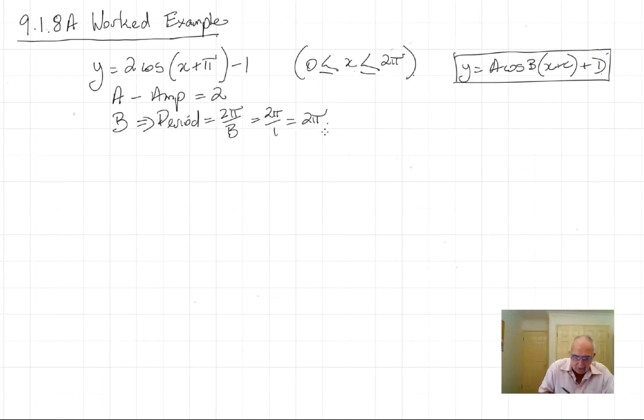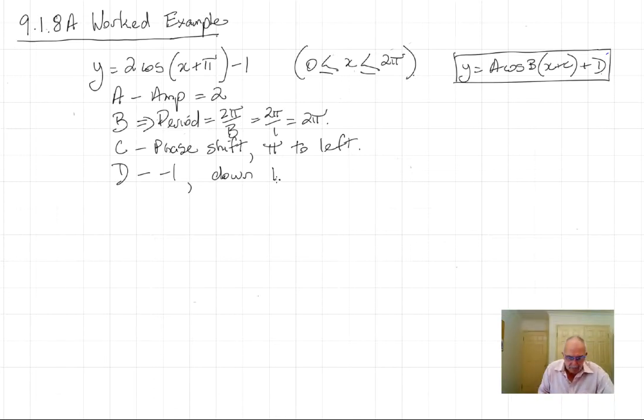So that's all nice. C is the phase shift. In this case, it is pi. Now, because it is positive, it is pi to the left. We're going to move the whole graph pi to the left. And D, -1, so down 1.